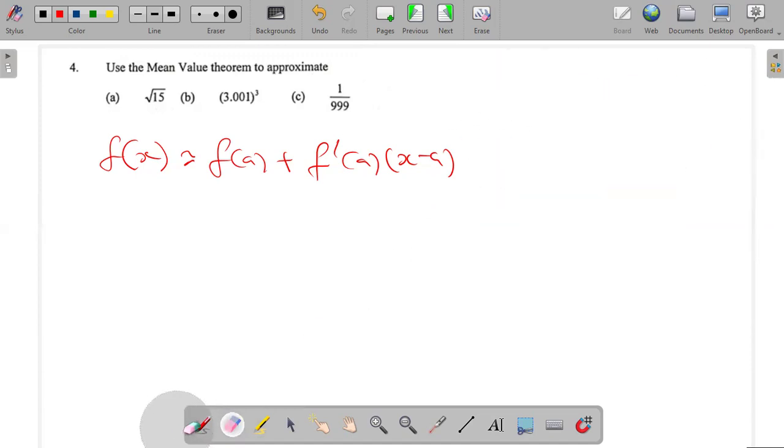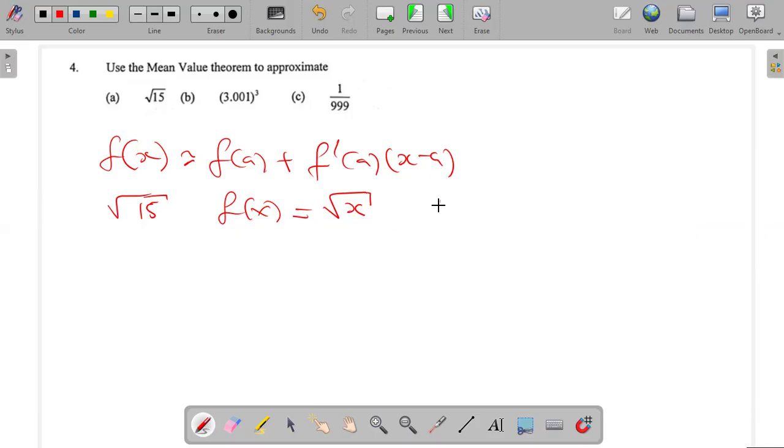So now the first one, we have root 15. They're telling us to find an approximation of this root 15. You always want to make your work easy, so I'll let my f of x be just root of x. Then you want to choose a value close to it that is a perfect root. I have 15 here, so something close is 16.